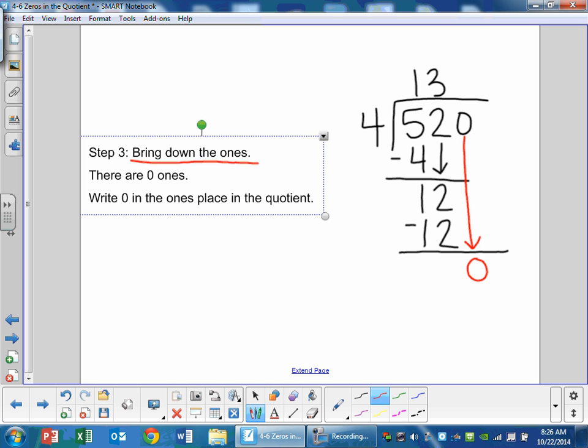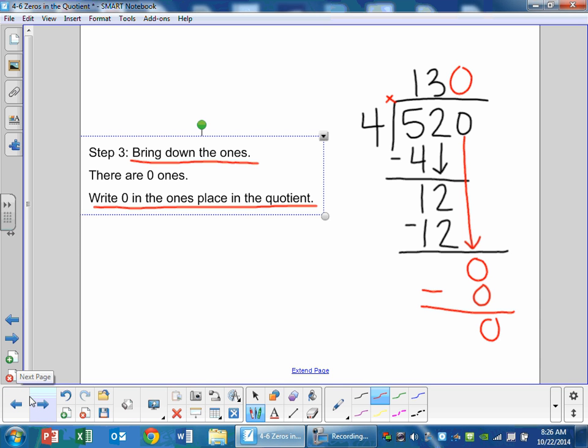There are 0 ones. So can I do 0 divided by 4? No. I have to write a 0 in the ones place in the quotient. Okay? You can still follow the algorithm, 0 times 4, if that helps you to keep it straight in your head. All right? But you must divide each place value, even if there is a 0 in that place value.